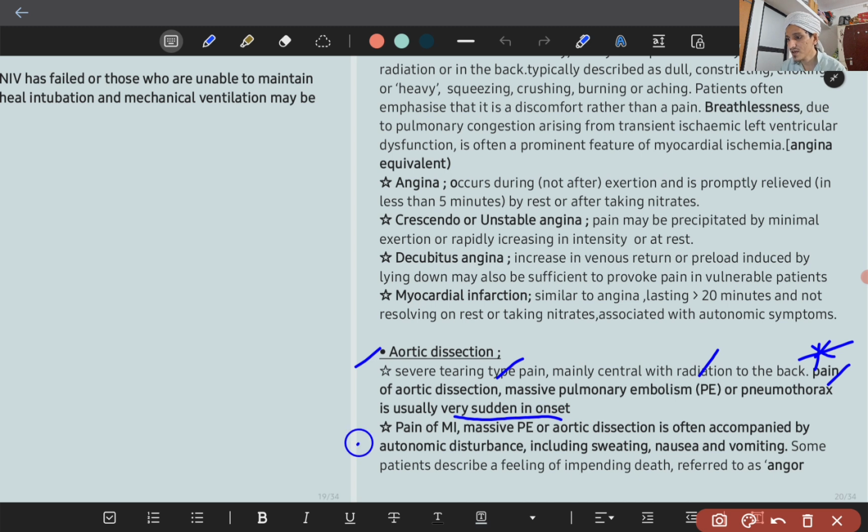Another important point: pain of MI, massive pulmonary embolism, and aortic dissection, meaning cardiovascular causes of chest pain, is often accompanied by autonomic disturbance like sweating, nausea, vomiting. And some patients describe a feeling of impending death during the pain, that is referred to as angor animi. They will fear, I may die now. That is seen in cardiovascular causes of chest pain like myocardial infarction, massive pulmonary embolism, and aortic dissection. And sudden onset of chest pain is seen in aortic dissection, massive pulmonary embolism, and spontaneous pneumothorax. So this is the point to remember. Now moving forwards.